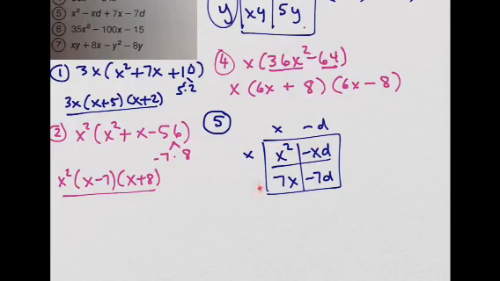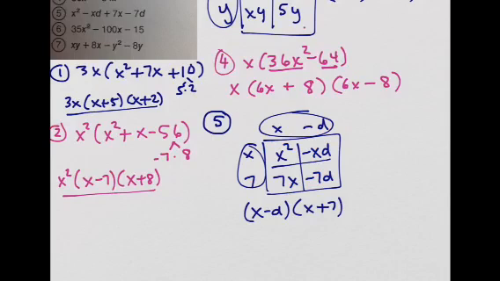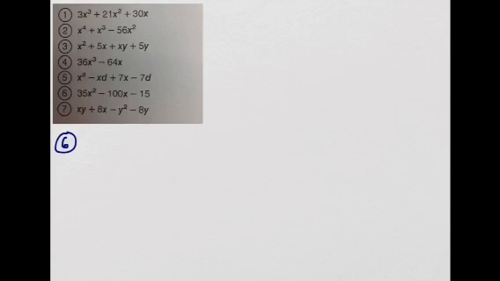And then something times x is 7x. That would have to be 7. And then you just check, is 7 times negative d negative 7d? Yes, it is. So that means that your answer is x minus d for up here, and then x plus 7 for here. For number 6, the greatest common factor here would be 5.